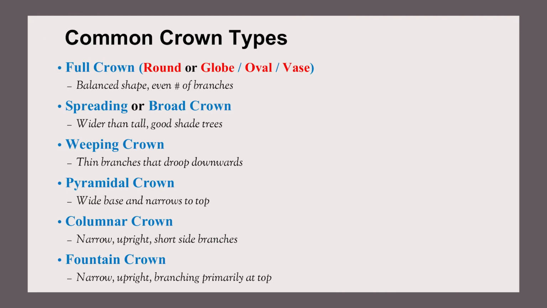The spreading crown, you see this a lot too. They're wider versus tall, so they're more wide than height. And they make good shade trees. And there's a whole classification. You'll see Japanese maples fall into this, oak trees. There's various types of trees that fall into this category.